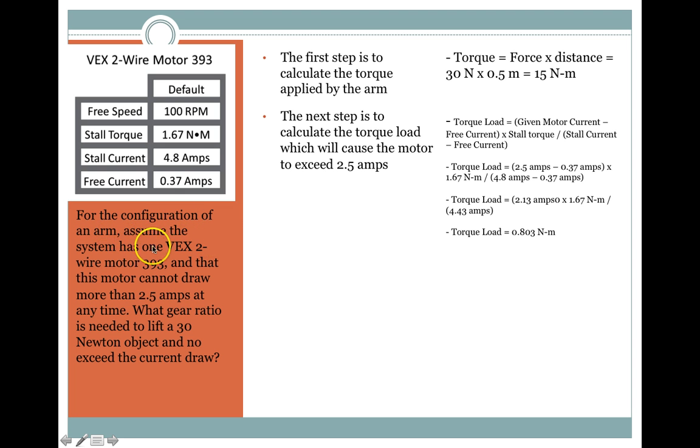For the configuration of an arm, assume the system has one VEX 2-wire motor 393 and that this motor cannot draw more than 2.5 amps at any time. What gear ratio is needed to lift a 30 newton object and not exceed the current draw? So that's where we get our 30 newtons there.